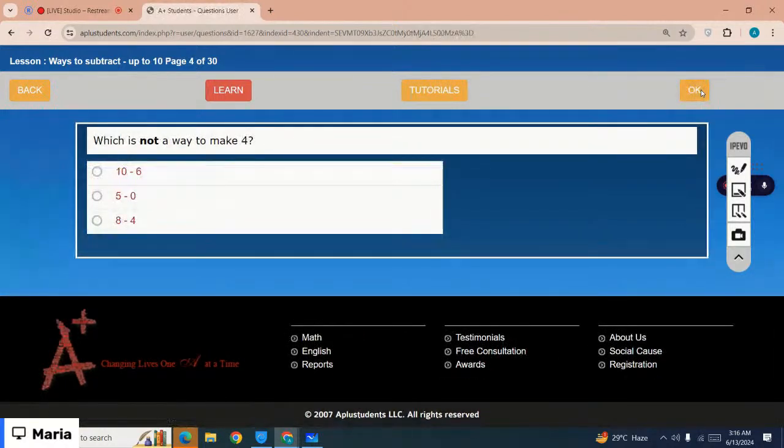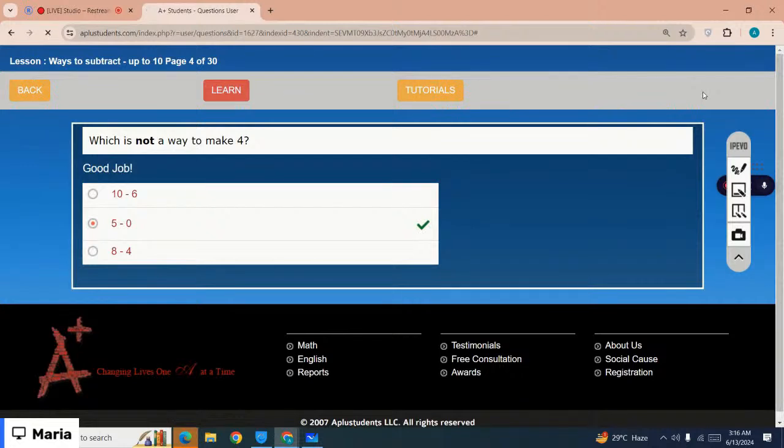Which is not a way to make 4. So which is the correct option? That means you have to select the one that doesn't make 4. Option 3 makes 4. 8 minus 4 is 4. The correct option is 5 minus 0. That's the only option that is not a way to make 4, right? The correct option is 5 minus 0. Listen and then answer, right?